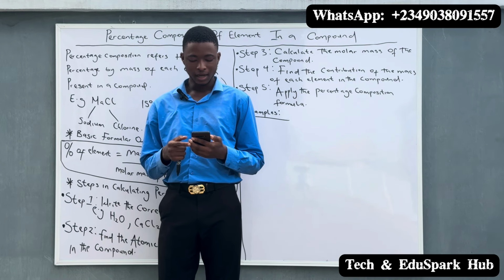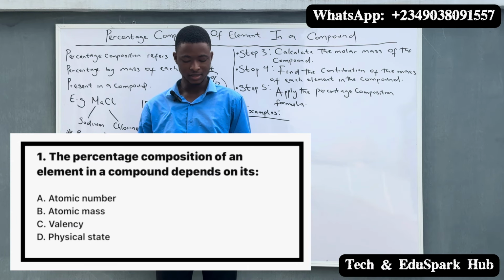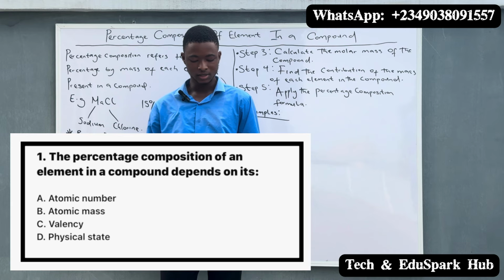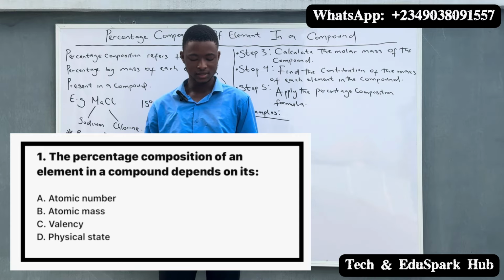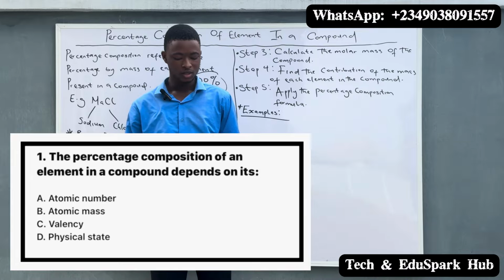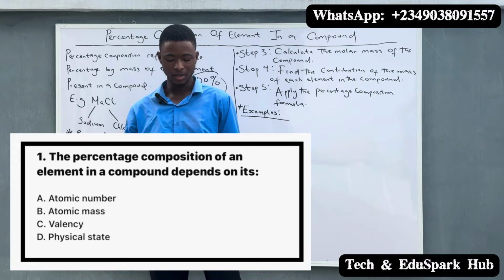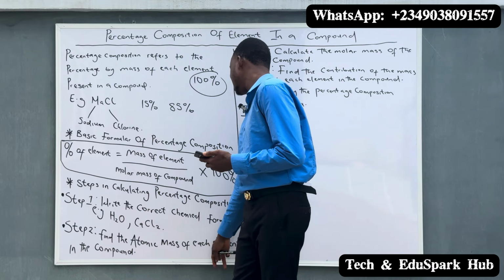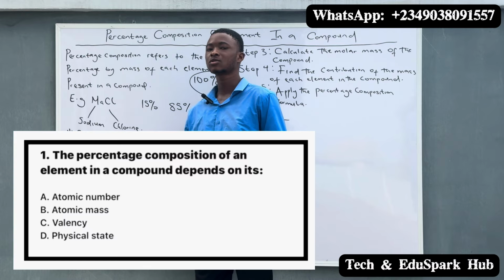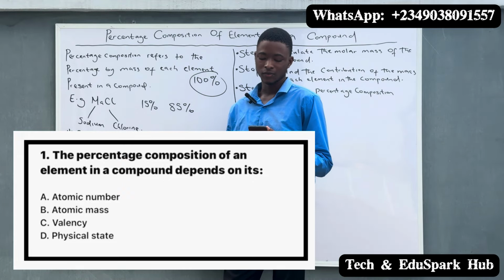The first question, as displayed on the screen, says that the percentage composition of an element in a compound depends on its A. atomic number, B. atomic mass, C. valency, and D. physical state. The question is asking what the percentage composition of an element in a compound depends on. We said we have to find the atomic mass of each element in the compound, so it depends on the atomic mass. So atomic mass is correct for this kind of question.